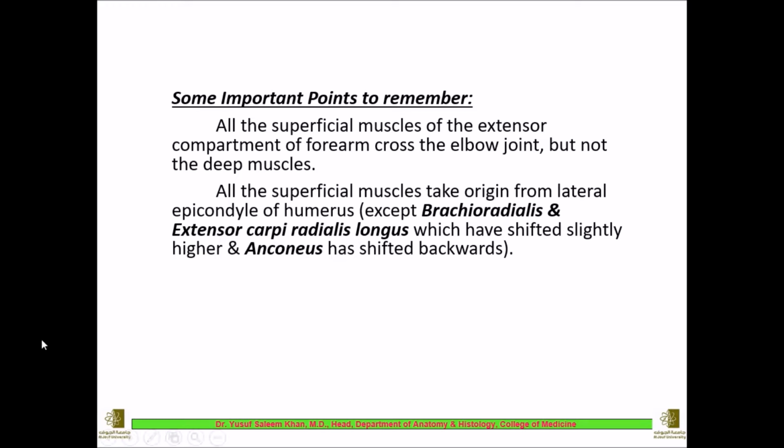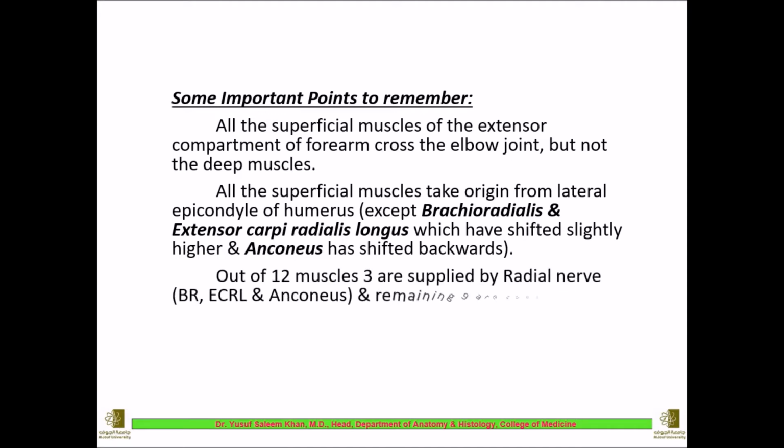Okay, we'll see that. Then the anconeus, this is the smallest muscle, the last muscle among the 7 muscles, which will be shifted slightly backwards and downwards. Okay, this is the only exception. If not, all other muscles will be taking origin from the lateral epicondyle of the humerus. Okay, this is called the common extensor origin.